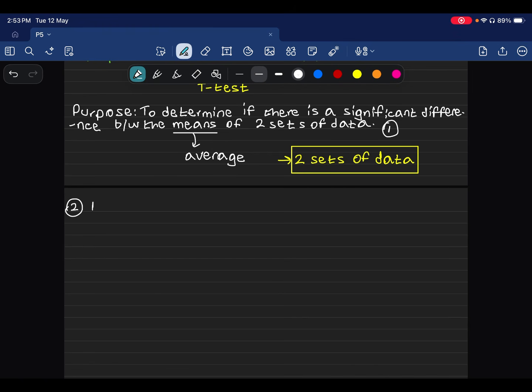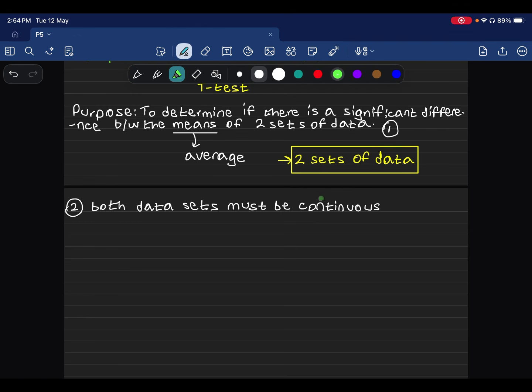Condition number two, both data sets must be continuous. Now, what does continuous mean? If you have learned chapter 17 properly, the first part of chapter 17 was continuous and discontinuous variation. Now, what was that? Basically, it's the type of phenotypic variation when you have continuous data, and discontinuous variation is the phenotypic variation when you have discontinuous data. But again, we have the same question. What is continuous data? What is discontinuous data?